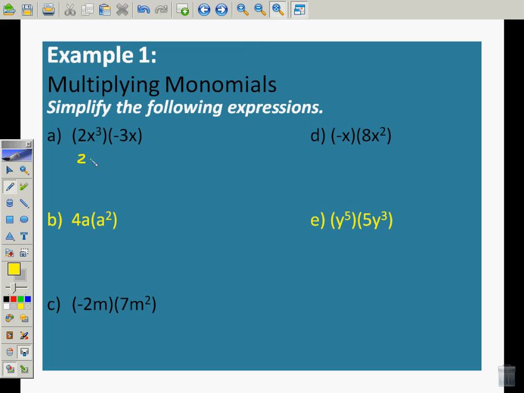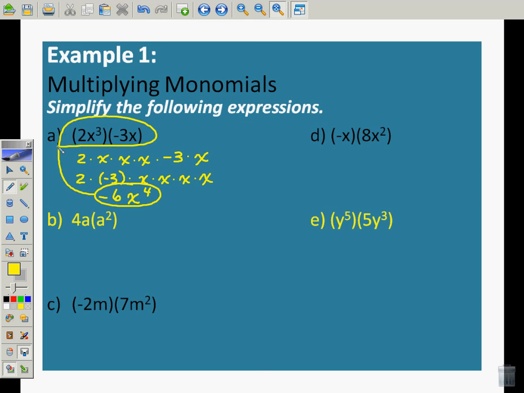This would be 2 times x times x times x times negative 3 times x, which would be 2 times a negative 3 times x times x times x times x. And once again, if I add the exponents, I've got negative 6x to the fourth. That's my answer here. Okay? Notice, I added the exponents of the x. I've got 4 total x's. I've got negative 6 from the 2 times 3.